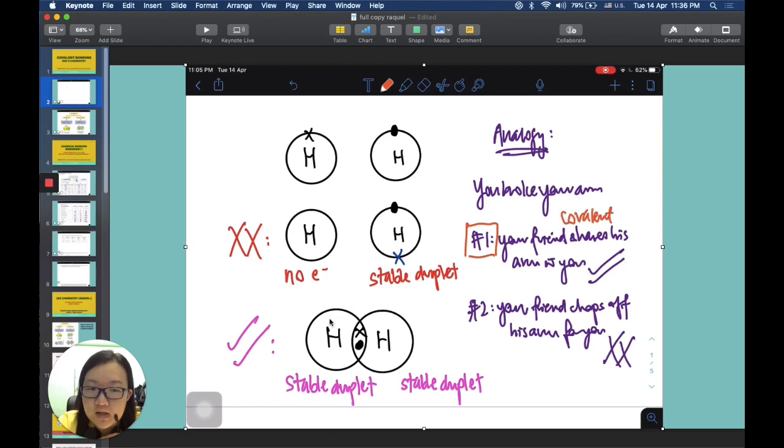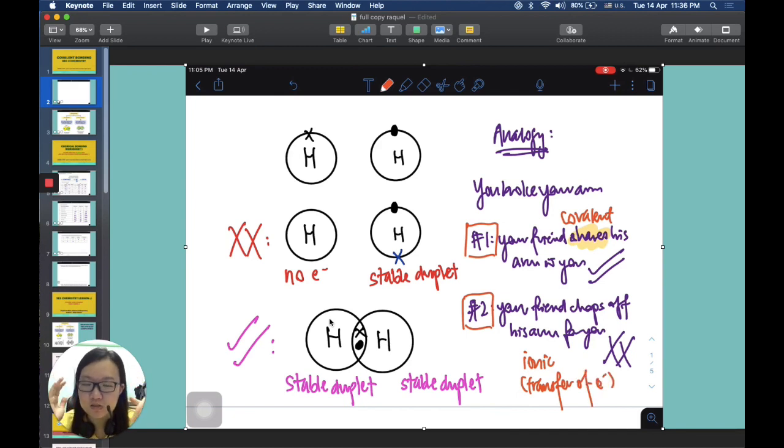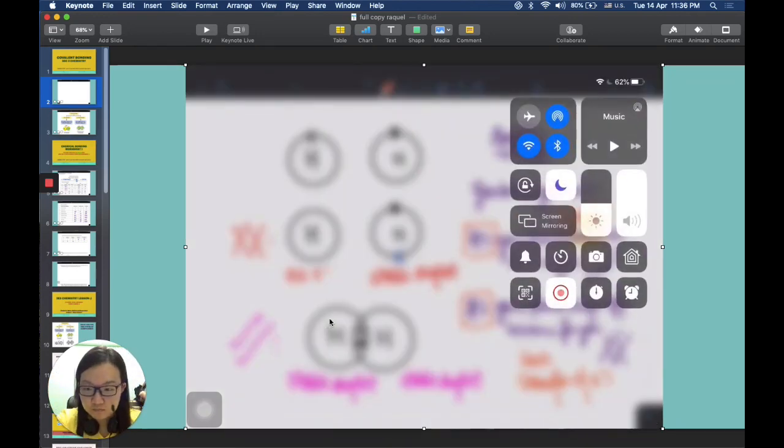To illustrate that, case number 1 is covalent, if you share the electrons. Sharing of electrons is always covalent bonding, whereas case number 2, the so-called chopping off of the arms, represents transfer of electrons. In the case of covalent, you cannot transfer electrons. It is a share.